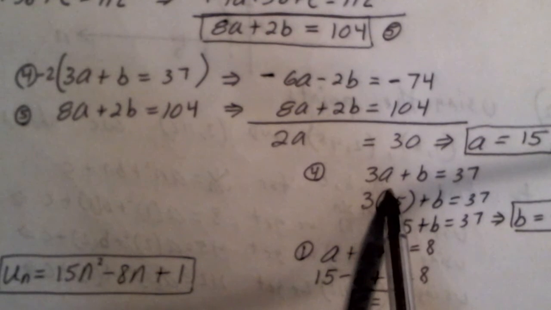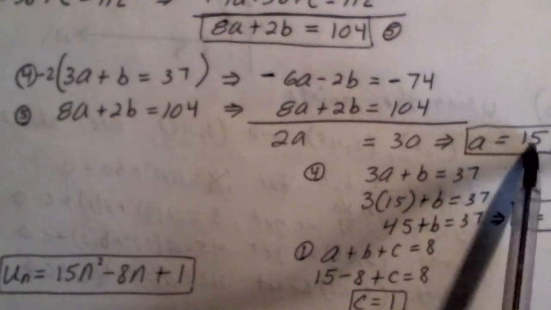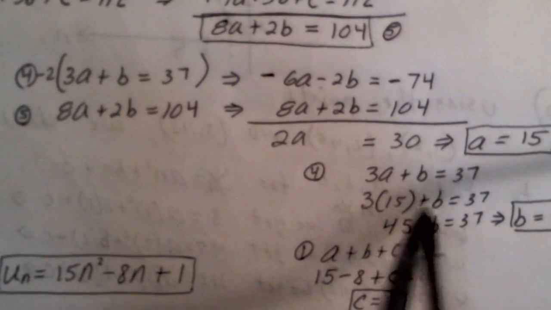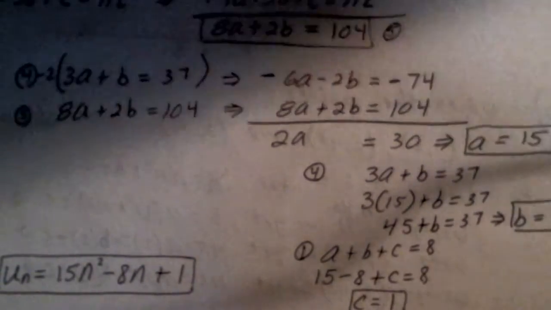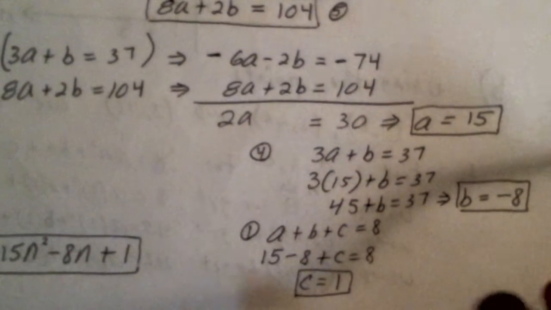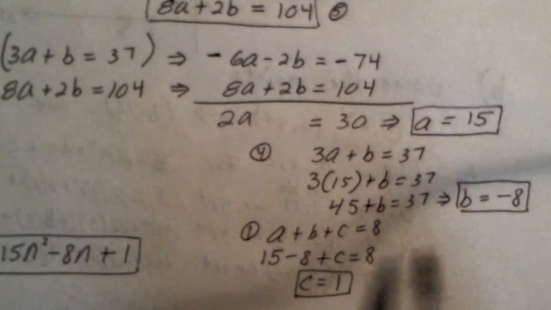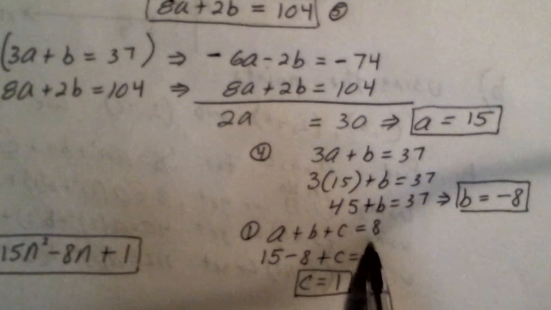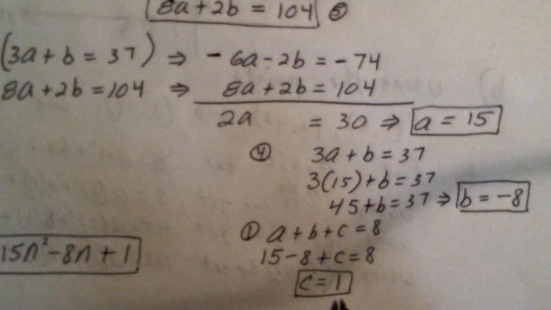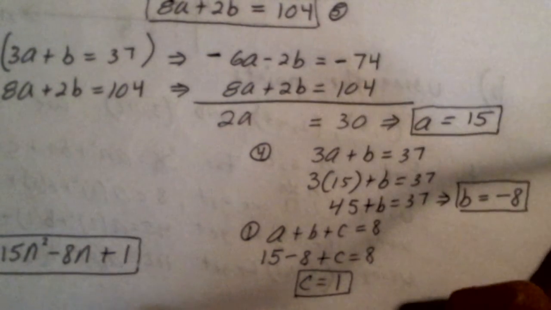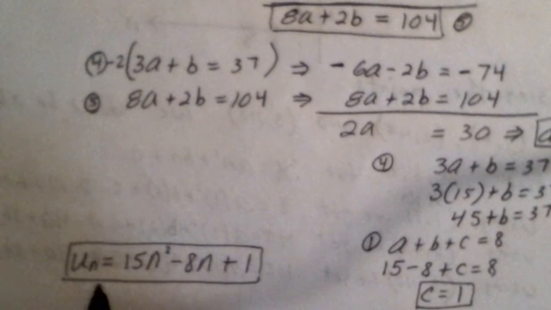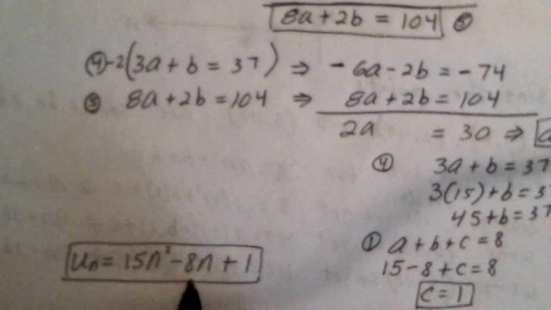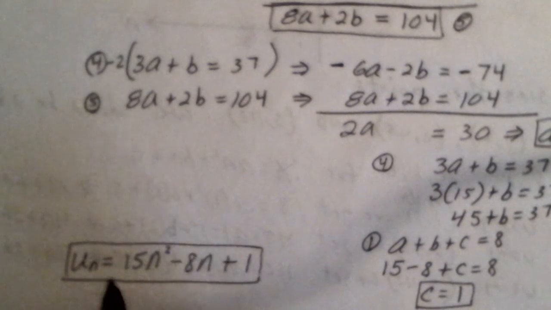Then choosing the equation 3a plus b equal to 37, I feed 15 back in for a, then I can solve for b, which gives me b is equal to negative 8. Now I know a is 15 and b is negative 8. I can choose any one of my original equations, which I'll choose equation 1, put the values of a and b in there, and solve for c, and c is equal to 1. So therefore, our quadratic function, which models this quadratic sequence, would be 15n squared minus 8n plus 1.